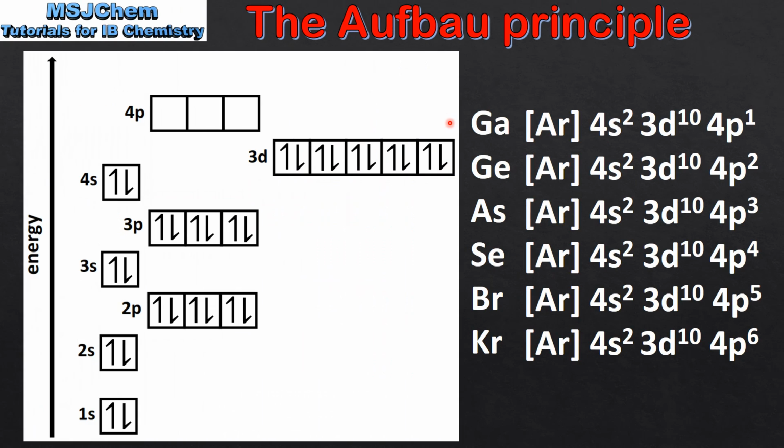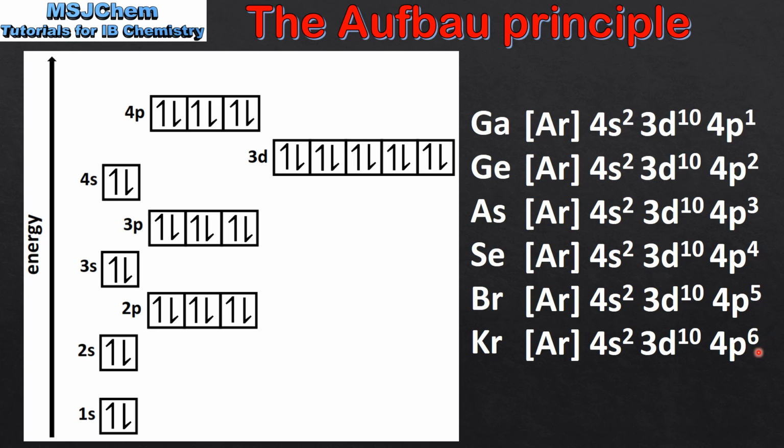And finally, we look at the electron configurations of gallium to krypton. In these elements, we are now filling the 4p sublevel. Starting with gallium, which is 4p1. Next, germanium, which is 4p2. Moving on to arsenic, which is 4p3. Then selenium. Next is bromine, and finally krypton.